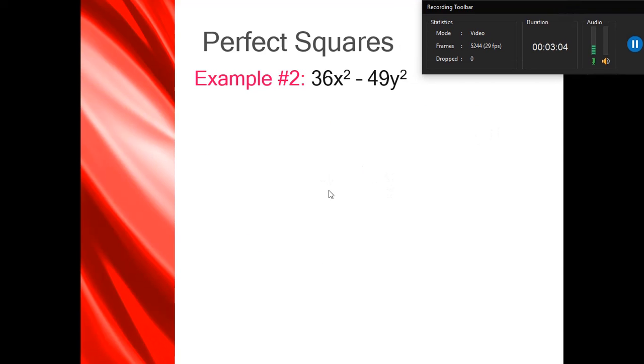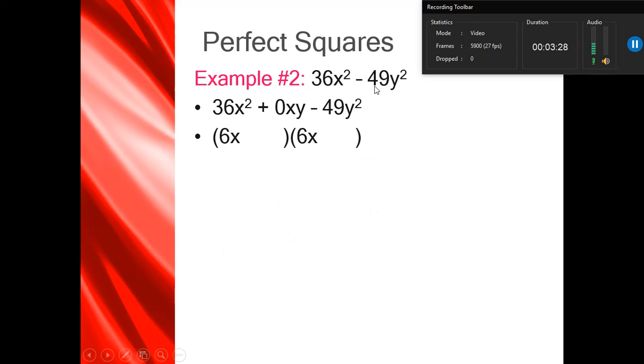Okay, let's try this example. If you want to expand it to include the middle term, you can do that. So the center is going to be 0 times x times y. What you'll want to see is that the first term, 36, and x squared are both perfect squares on their own. So we're going to separate that into two identical factors, and that will start both of my binomials. You'll also notice that 49 is perfect, as well as y squared. So that'll be in the back end of both of the binomials, and the only thing different is one is positive and one is negative. So now this one is completely factored.